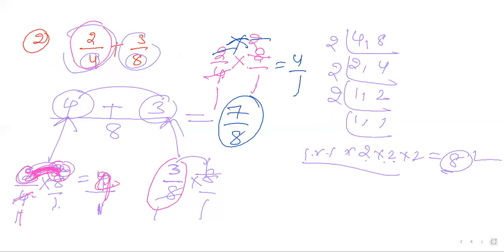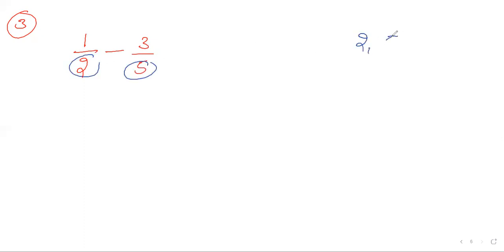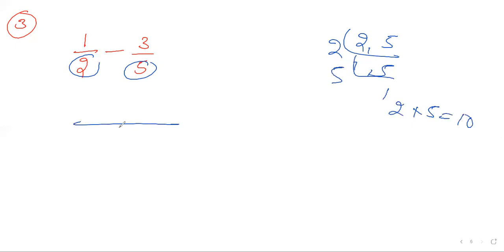Now we'll take the next question. I'll take subtraction cases. So let us take 1 by 2 minus 3 by 5. What is the procedure? The procedure is the same. 2 and 5, you take the LCM. 2 ones are 2, 5 ones are 5. The answer is 2 into 5, LCM is 10. Take two boxes. Between them there is minus, so you keep minus only.